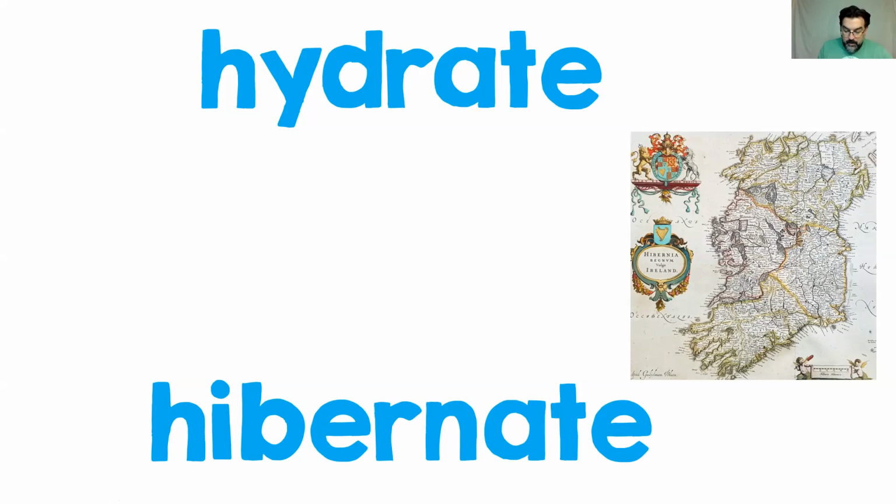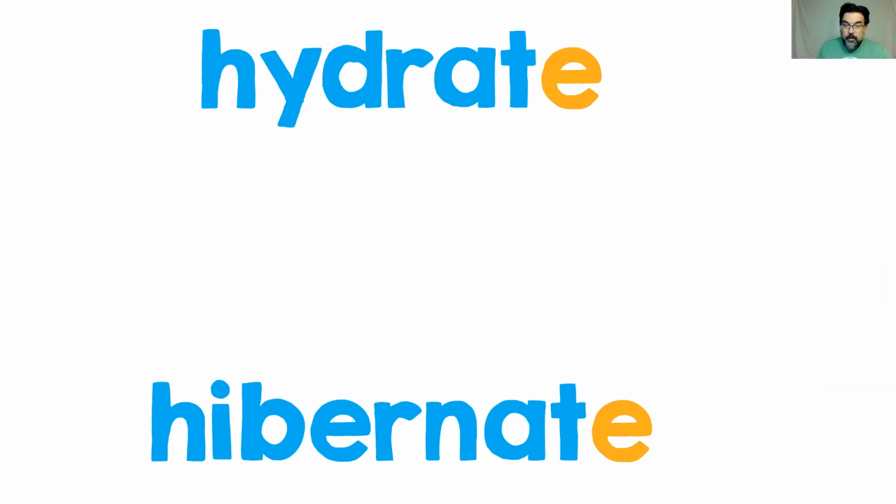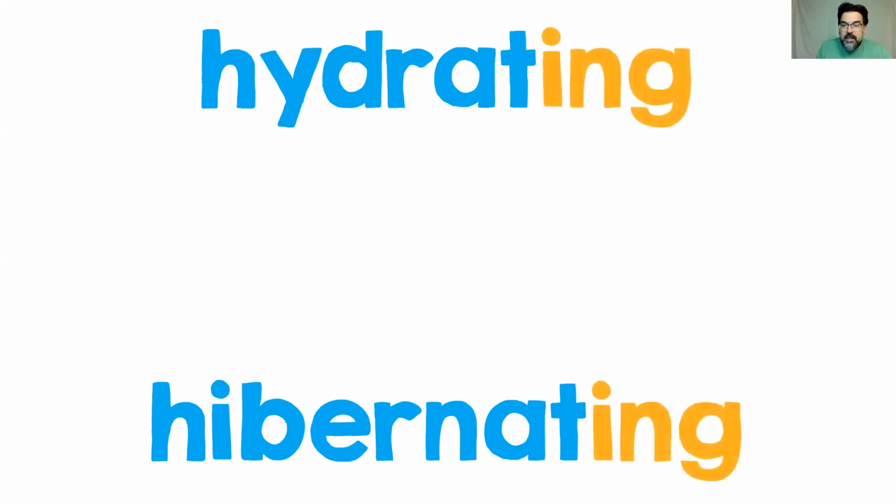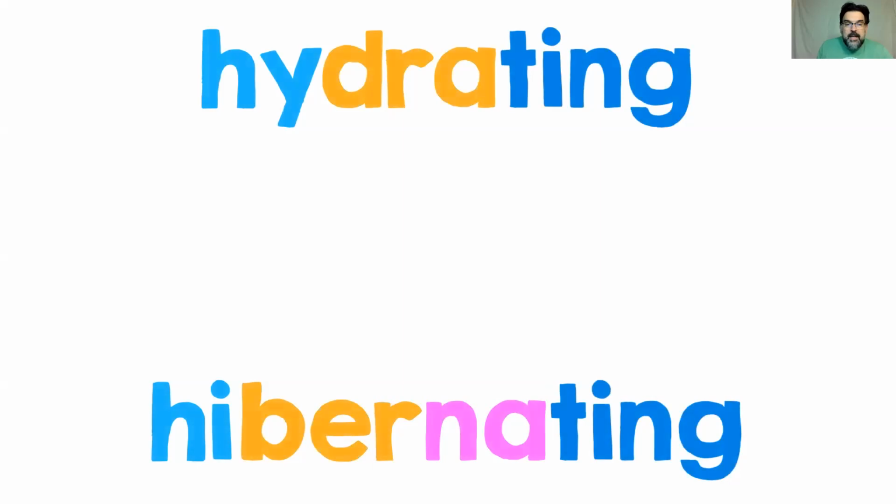And now we use hibernate, which is a verb meaning how some animals pass the winter. Now, both words end with a silent E. To change them to hydrating and hibernating, we're going to drop that E and add ing. That's a rule you need to recall, especially when spelling words like this. A quick look at the syllables: hydrating, hibernating. Hibernating is four syllables, not three like hydrating.